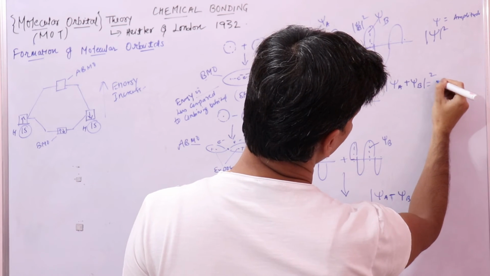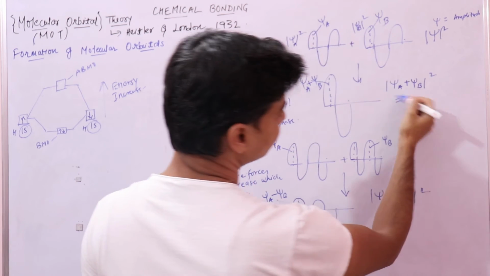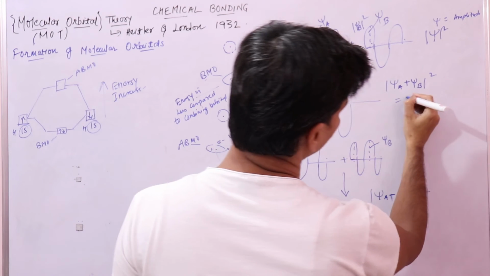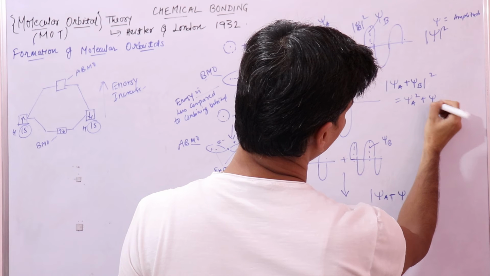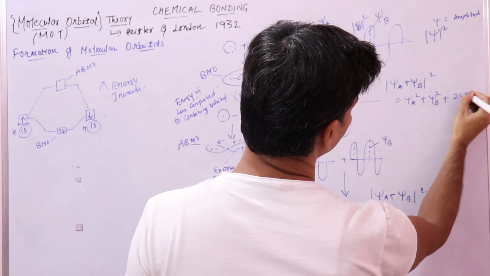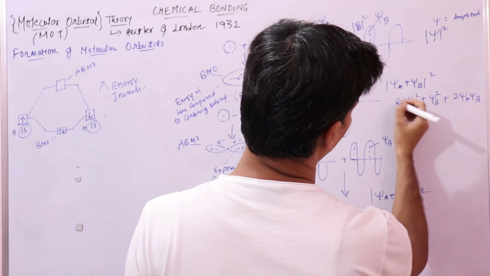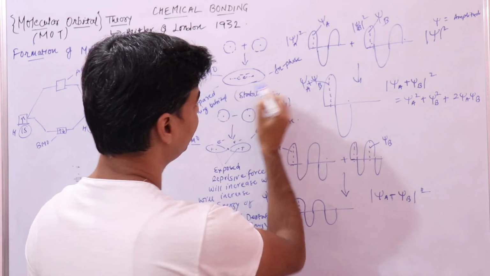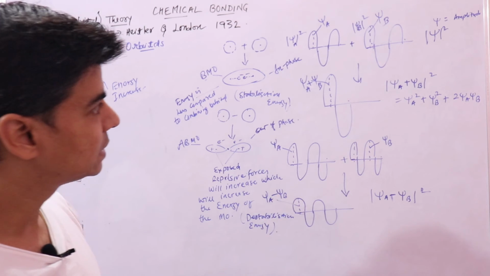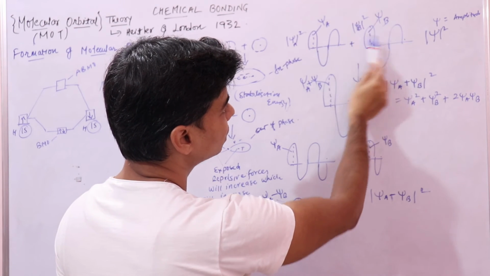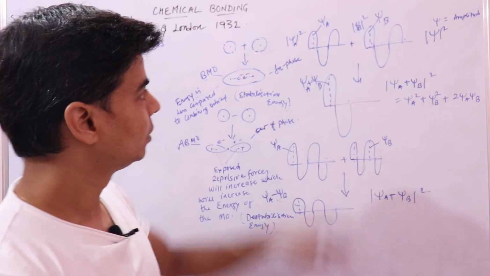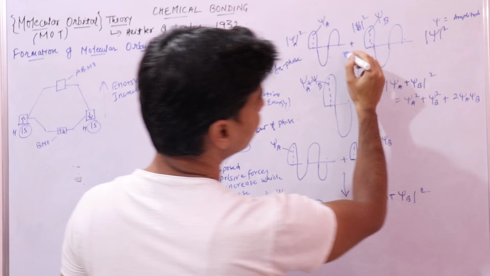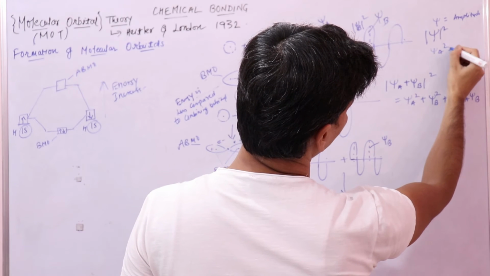If you solve this, we will use the formula (a plus b) whole square equals a square plus b square plus 2ab. So we will get psi a square plus psi b square plus 2 psi a psi b, right? This is the probability of finding the electron in this bigger molecular orbital, which you can see is higher compared to the sum of these two probabilities. The probability of finding the electron in this is psi a square, in this is psi b square. So if you do the sum of these, you will get psi a square plus psi b square.